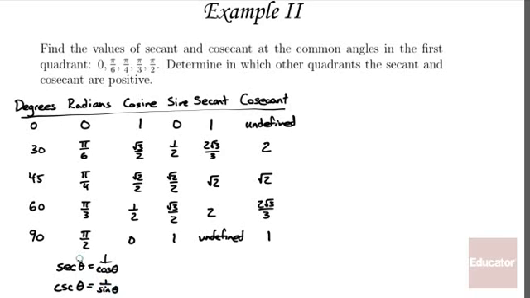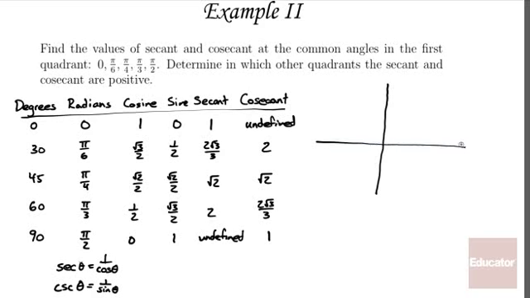So as long as you really have memorized the values of sine and cosine, you can always work out the values of secant and cosecant. So I don't think you need to memorize these values of secant and cosecant. It helps if you practice them, but it's not really worth memorizing them. As long as you know your sine and cosine really well, you can always work out secant and cosecant. The last thing this example asked is which other quadrants the secant and cosecant are positive?